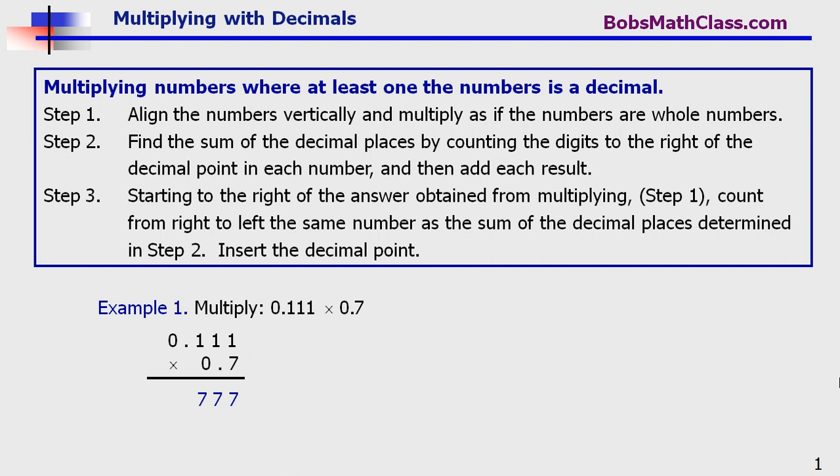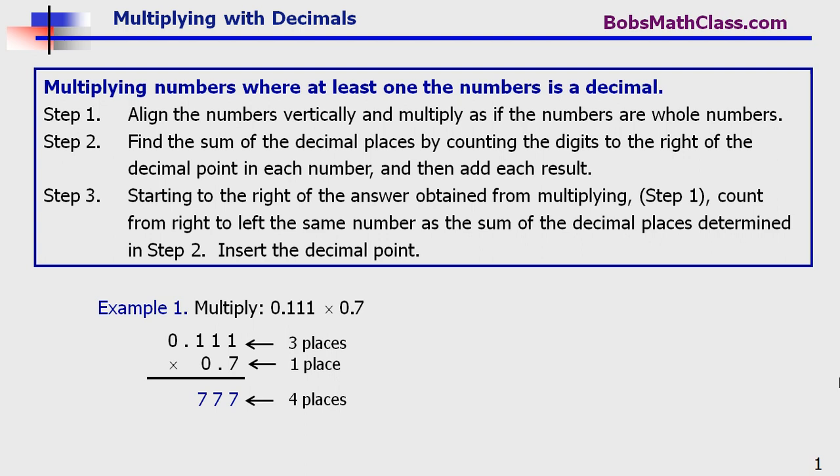Okay, now count the numbers to the right of the decimal in the top number. What do we get? 3. Right? There's 3 numbers to the right of the decimal in the top number. How many numbers are to the right of the decimal in the bottom number? 1. So there's 3 places in the top number, 1 place in the bottom number. Add that up, and that gives you 4 places.